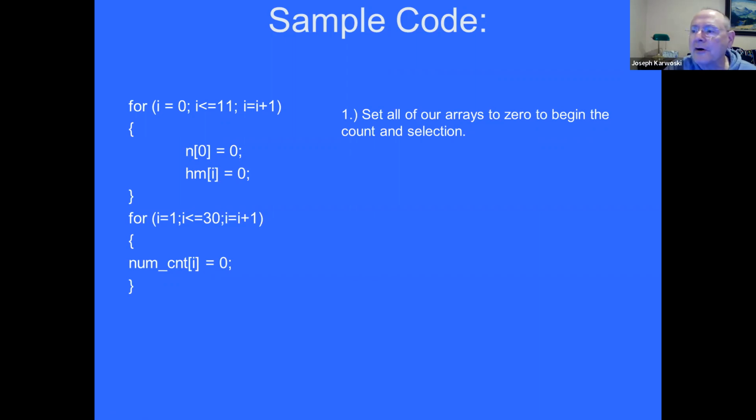looks like I have a typo here. I apologize. That should be n sub I equals 0 and hm sub I equals 0. Sorry about that. That is a typo on my slide. Let me make a note. Fix code. Fix slide. n sub 0 equals 0 should be n sub I equals 0.